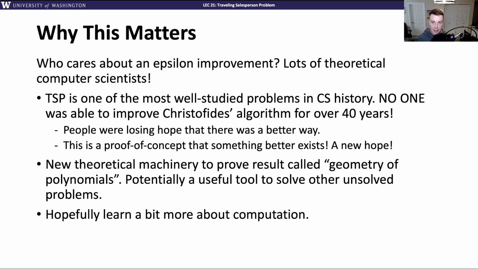This is why it made headlines, is it opens up a lot of doors, even though the contribution itself, the actual improvement, is so minuscule. It opens up hope, and it provides new tools to try to hopefully analyze other problems. And that's why it makes headlines.